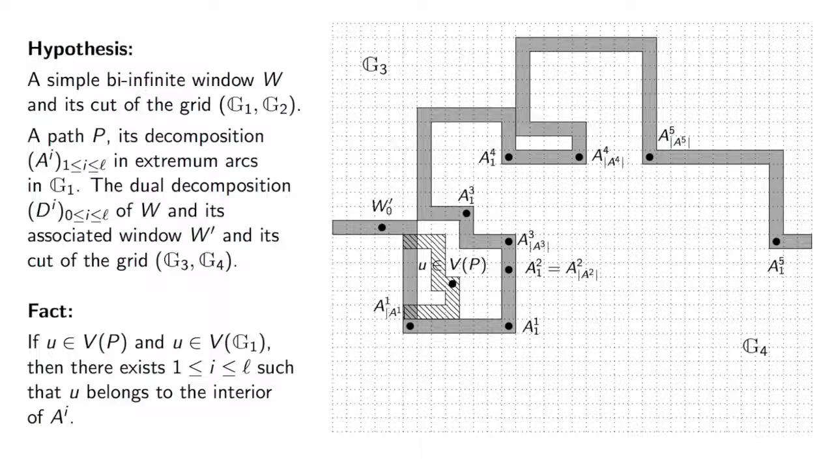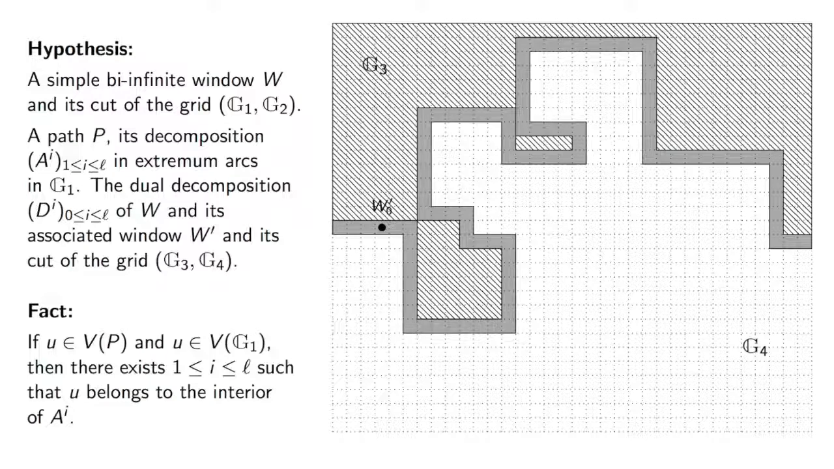If both extremities belong to the same dual segment, then this arc should belong to the decomposition in extremum arcs. Here the hatched arc should be the arc 0 of the decomposition. Finally, we can conclude that the hatched area is devoid of any position of the path P.